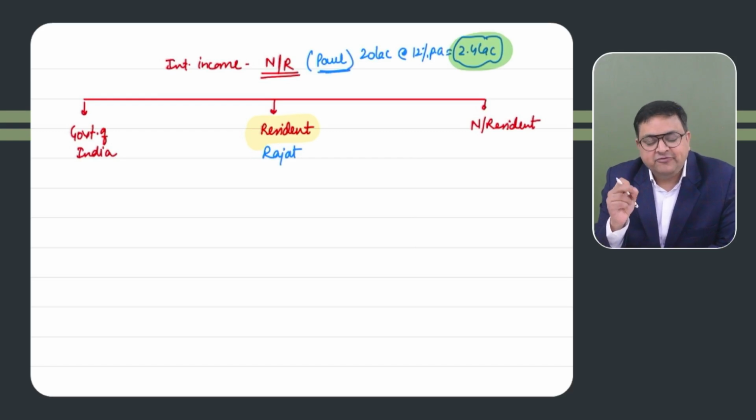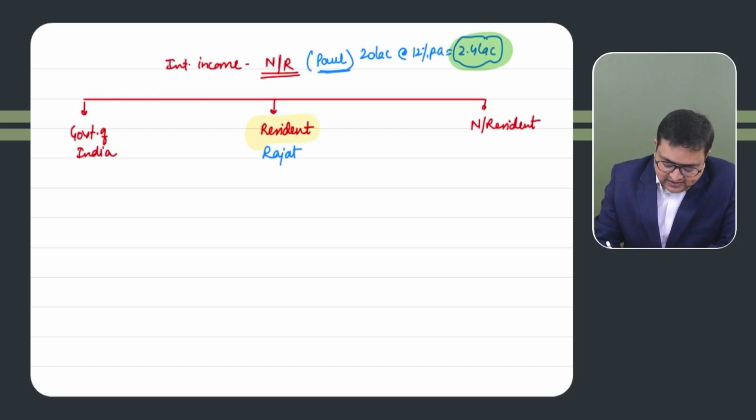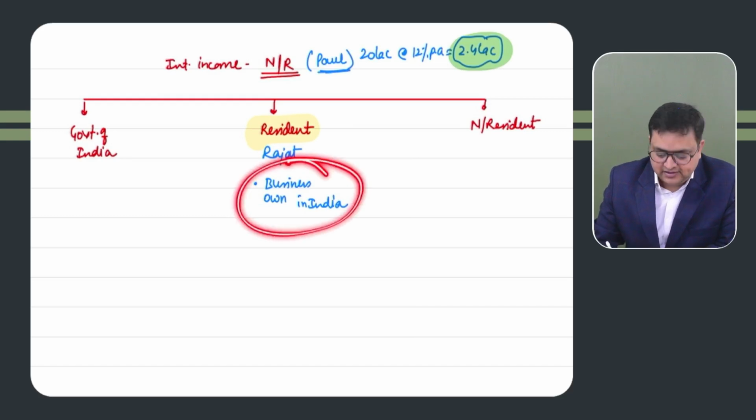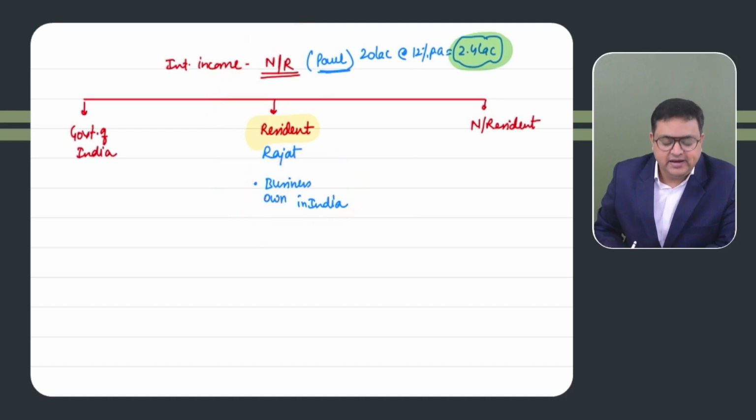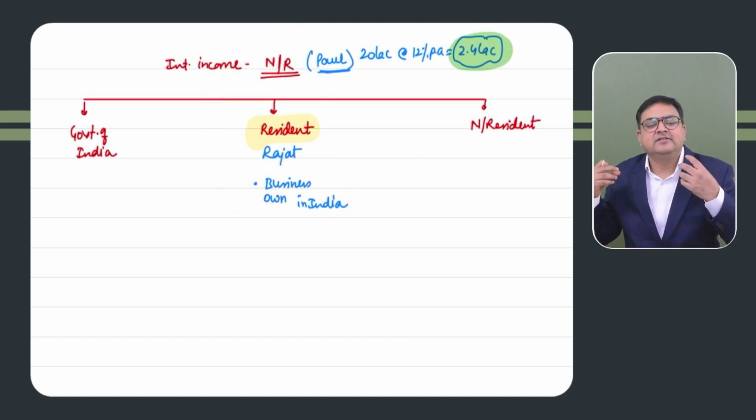So now it depends where I am using this money. See, if I am using this money in my business in India, in my own business in India, and I am paying him 2.4 lakh, it would be taxable, right? So this is called, it is my own business in India. I have directly invested this money.